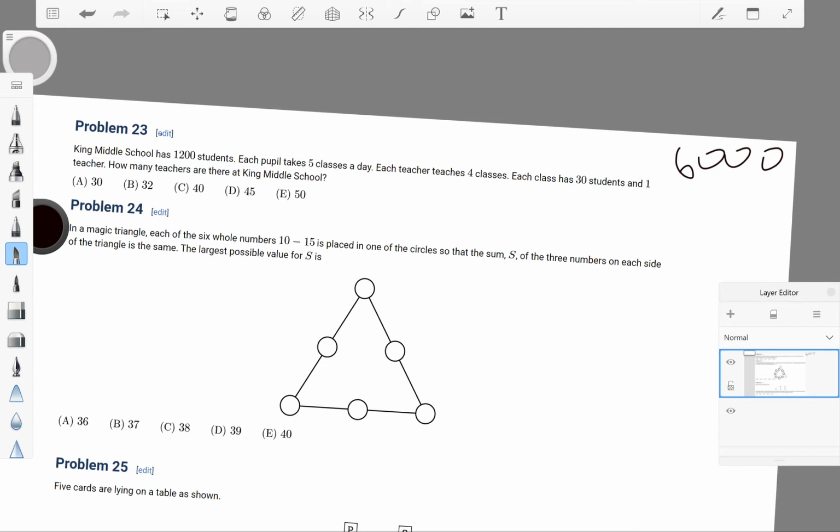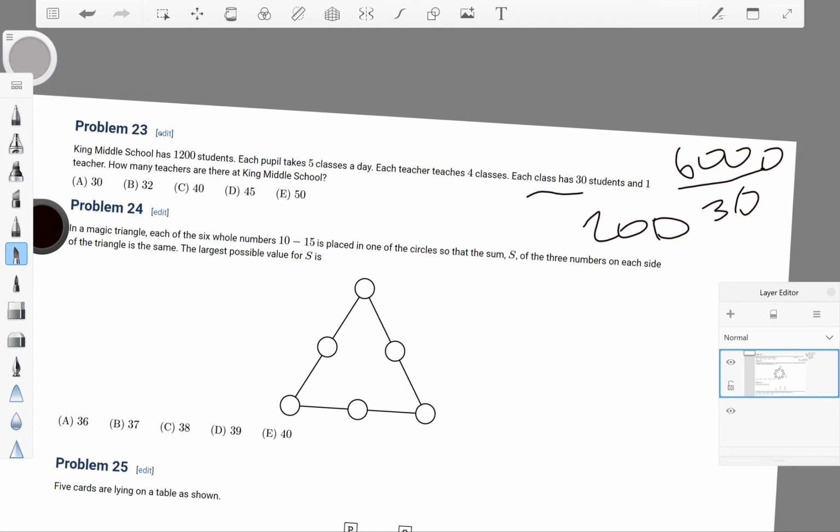And then each class has 30 students. So the total number of classes taken by students, like the total number of hours, I suppose, in a unit of time that is a class, is going to be 6,000. The total number of classes is going to be that over 30, right? Because each class has 30 students, you have 6,000 classes that need to be taken. You have 200 of these classes, right? Each of them needs one teacher.